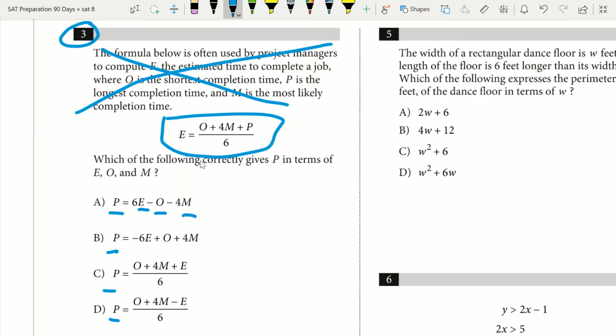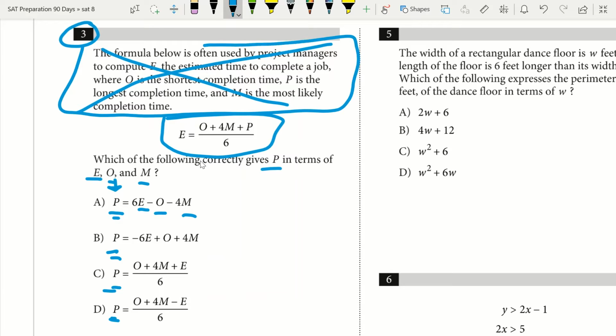So I know I don't have to read that because I see I have one variable, P, equal to all the other variables. So I know that I'm going to be asked a question such as this. Which of the following correctly gives P in terms of E, O, and M? Now in order to find what P equals, I don't have to read anything in this box, right? So I exit out. I don't have to read any of that. If I read that, I'm wasting my time because all I have to do is solve for P.